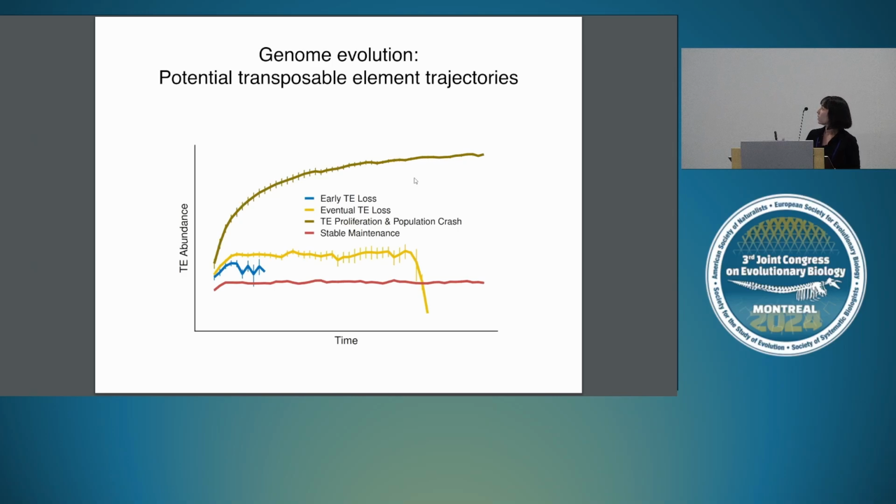Under certain scenarios, they can actually just proliferate without any sort of regulation to the point where they will either crash out of the population or the population will lose so much fitness that the population itself will crash. That's the brownish green line, which I call the TE proliferation population crash. And the 4th one is the red trajectory. The idea is that over very, very long periods of population evolution, you can get very stable maintenance of transposable elements in the population.